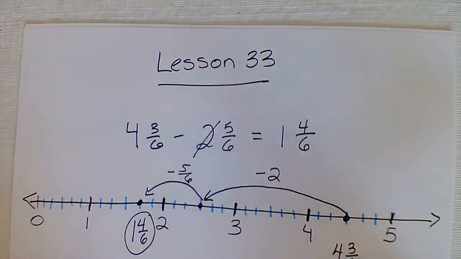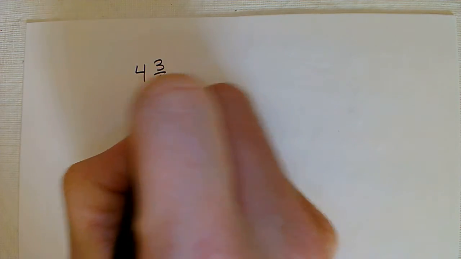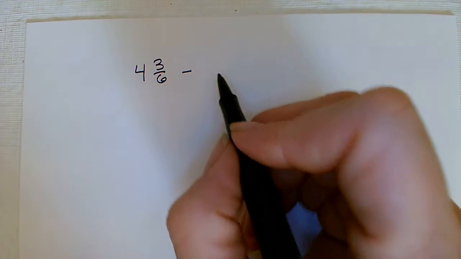All right, so now let's do it the other ways that we know. Let's try doing it the horizontal and the vertical ways that we've been doing this. So let's go ahead and start with our number sentence. So we have 4 and 3/6, and we want to subtract from that 2 and 5/6.